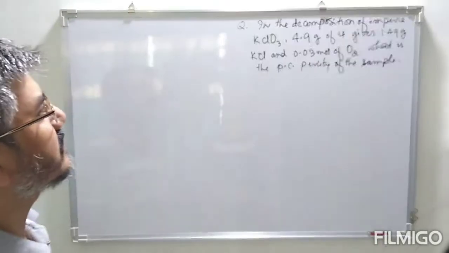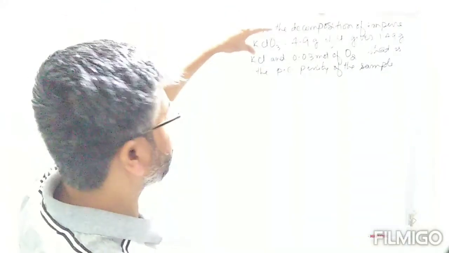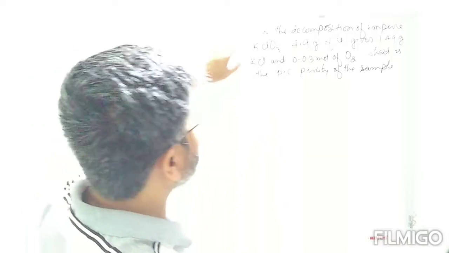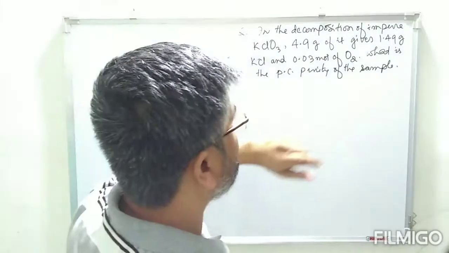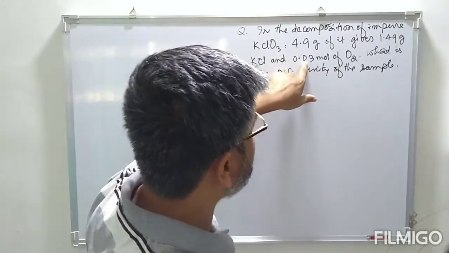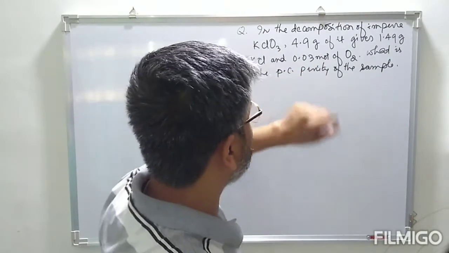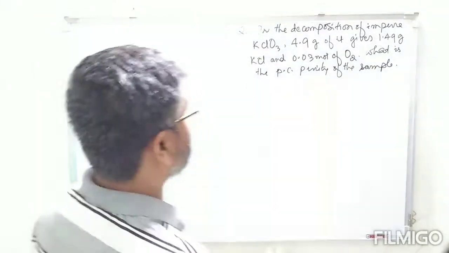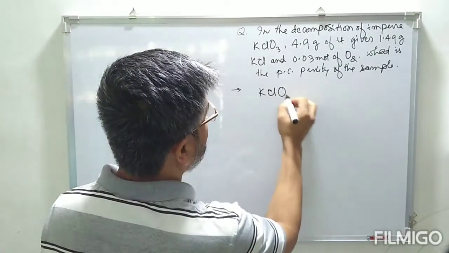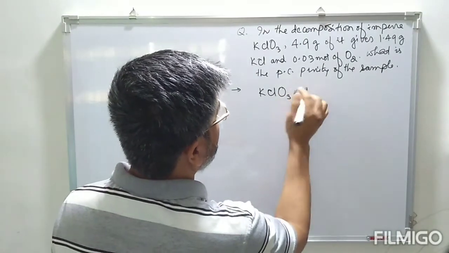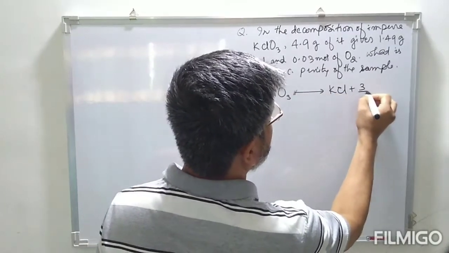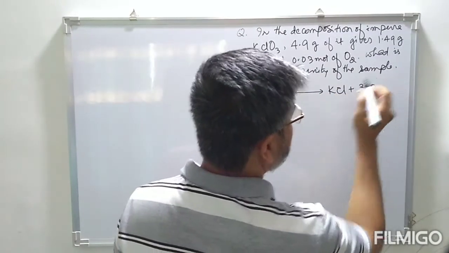So we have a reaction, that is decomposition of KClO3. Amount taken is 4.9 gram. This decomposed to give you KCl and oxygen. So mass of KCl formed is 1.49 gram. Moles of oxygen formed is 0.03 mole. So what is the purity of the sample? So look at this, we have KClO3. These on heating gives you KCl plus oxygen gas.